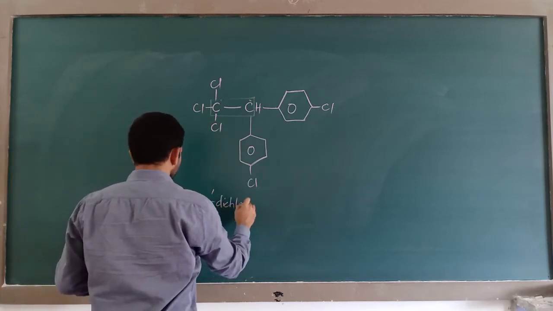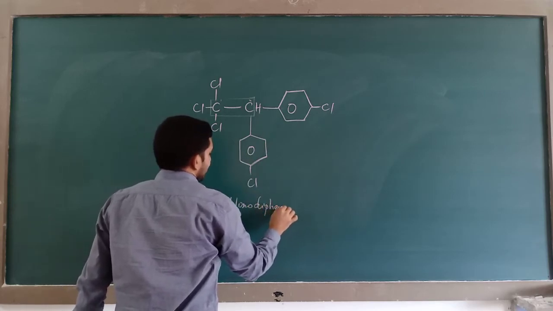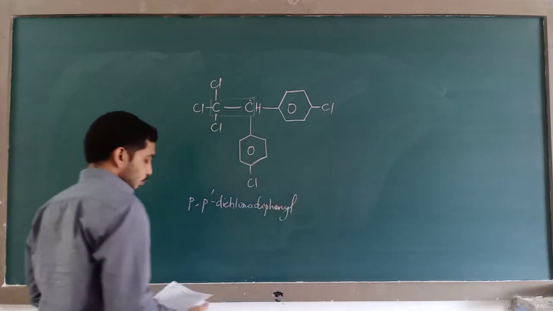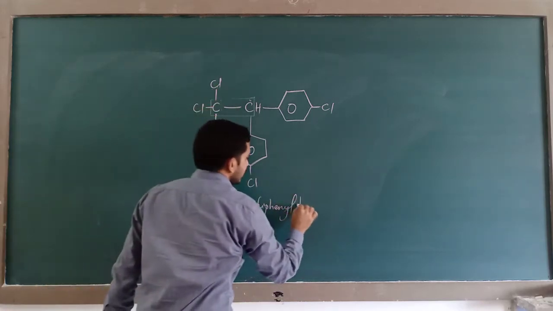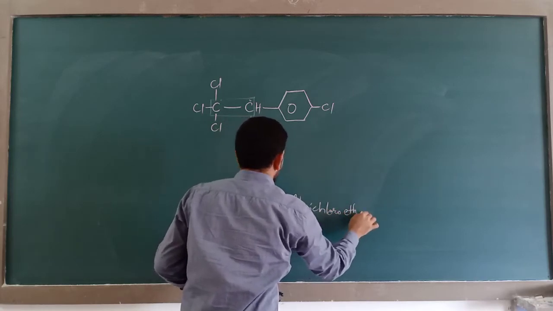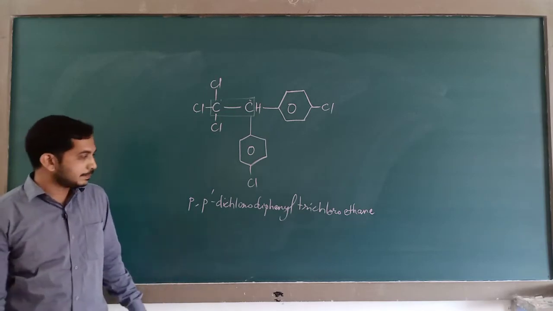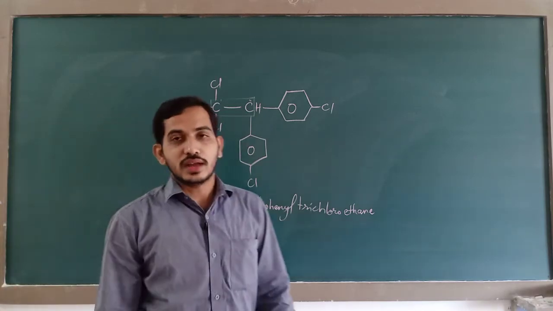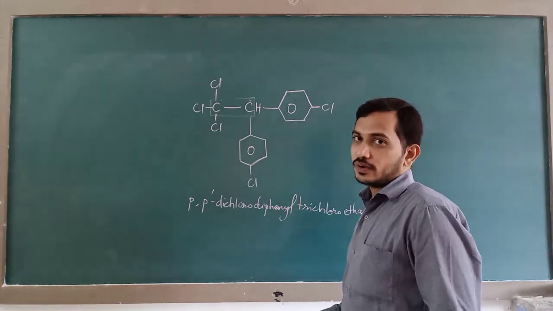dichloro and 2 times phenyl, so diphenyl, para dash dichloro diphenyl, then 1 2 3 trichloro ethane is one of the names for DDT. Para dash dichloro diphenyl trichloro ethane is one of the names for DDT.